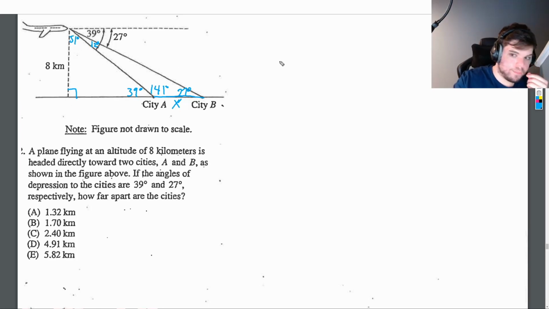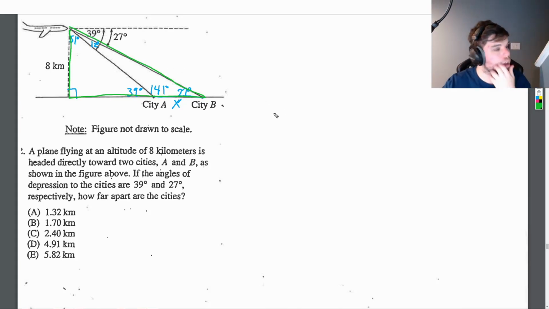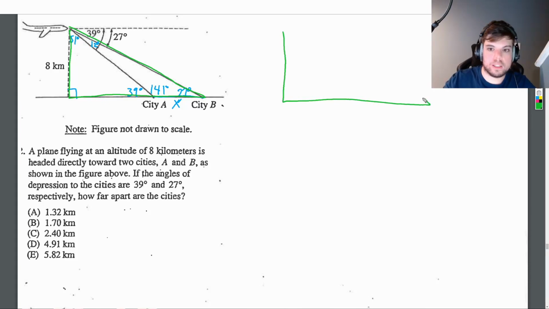Yeah, let's think about this triangle right here, all the way across, all the way up. We're going to think about this triangle because I think we can do something useful with it. So this is 8. This is 27. This is a right angle. So this is 63.